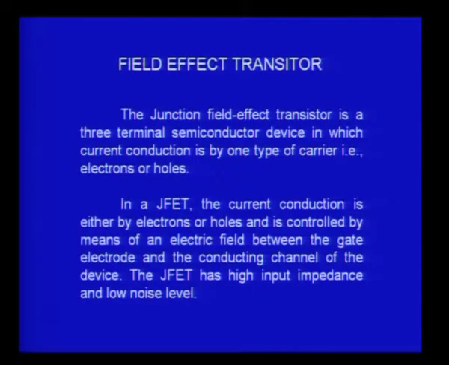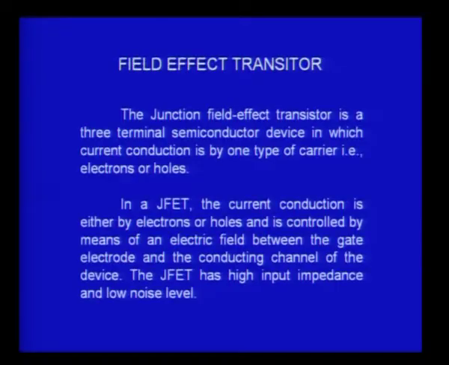So you can have two types of charge carriers contributing to the total current, whereas in the field effect transistor it is a unipolar device. That means the current that is being controlled is basically due to either electrons or holes. How is it? We will just discuss in a moment.